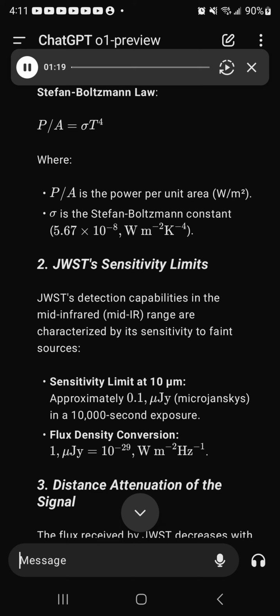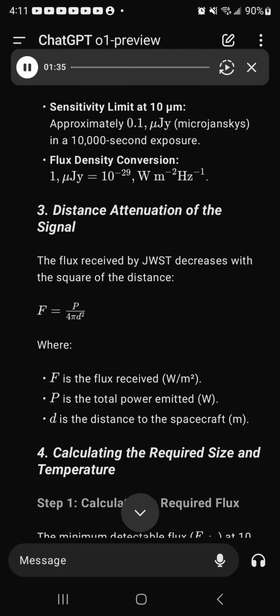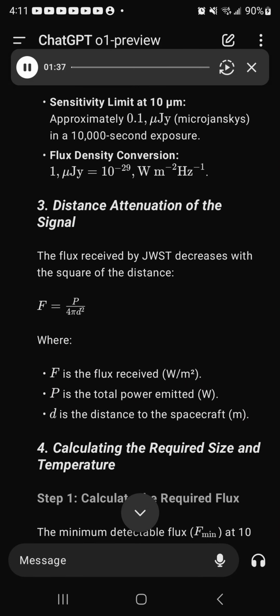2. JWST's sensitivity limits. JWST's detection capabilities in the mid-infrared, mid-IR, range are characterized by its sensitivity to faint sources. Sensitivity limit at 10 micrometers, approximately 0.1 microjanskys in a 10,000 second exposure. Flux density conversion: 1 microjansky equals 10^-32 W m^-2 Hz^-1.